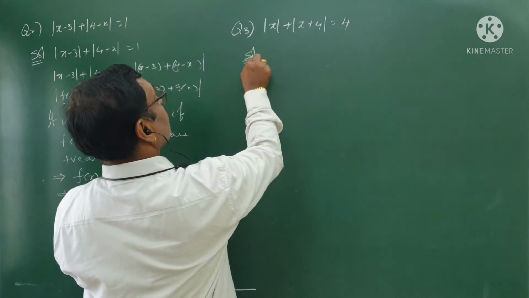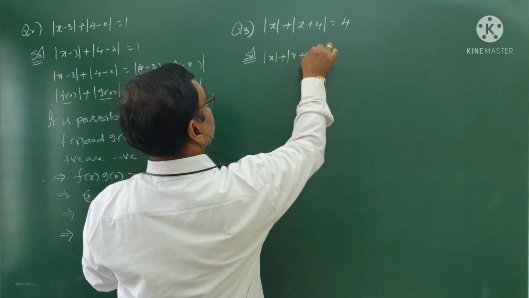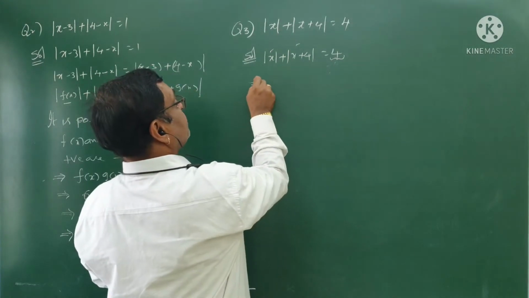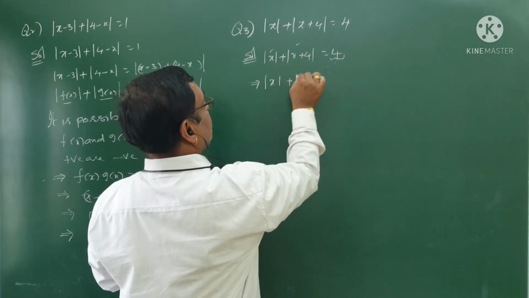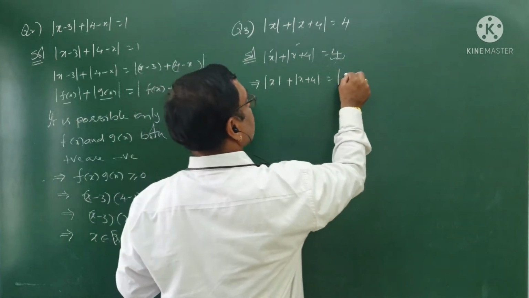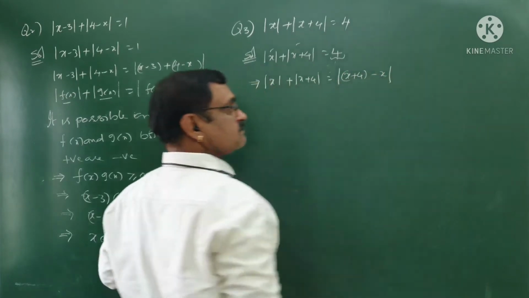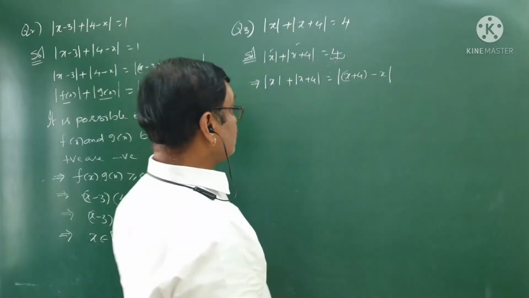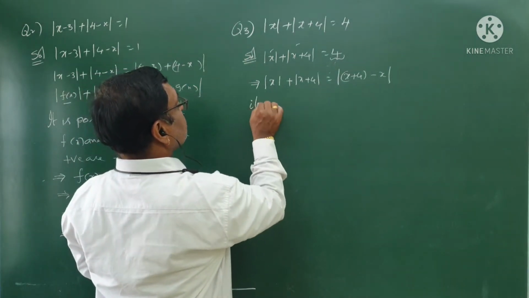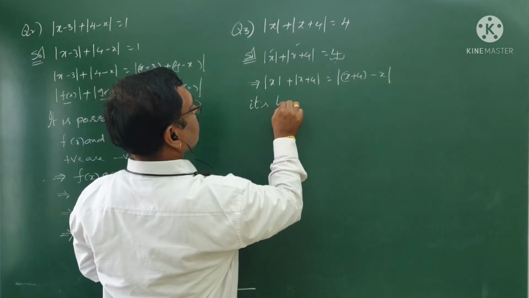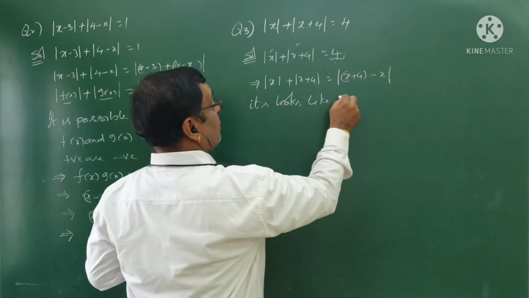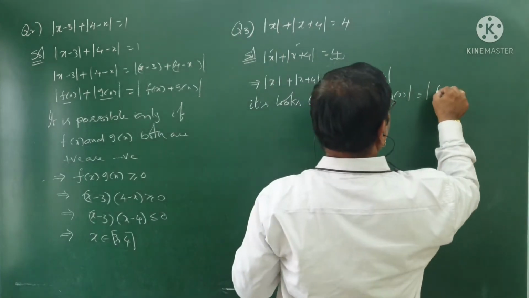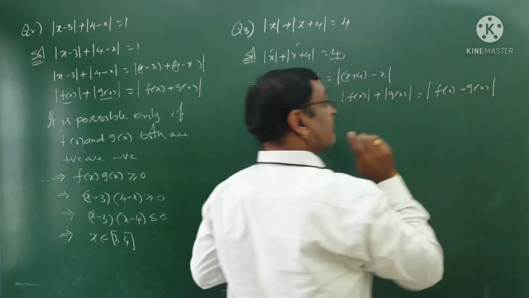So, solution. I have mod x plus mod of x plus 4 is equal to 4. If you observe carefully, this is the difference of these two. Therefore, I can write this as mod of x plus mod of x plus 4 is equal to mod of x plus 4 minus x. Of course, you can write x minus x plus 4 also, because you have the mod, you will anyhow get 4. So it looks like mod f of x plus mod g of x is equal to mod of f of x minus g of x. When is it possible?